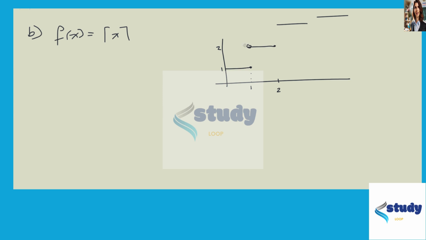So it's an increasing function, but it's not a strictly increasing function. And so therefore it's not a one-to-one function, because f(0.5), which is ceiling of 0.5, is equal to 1, and f(0.6) is equal to ceiling of 0.6, which is also equal to 1.